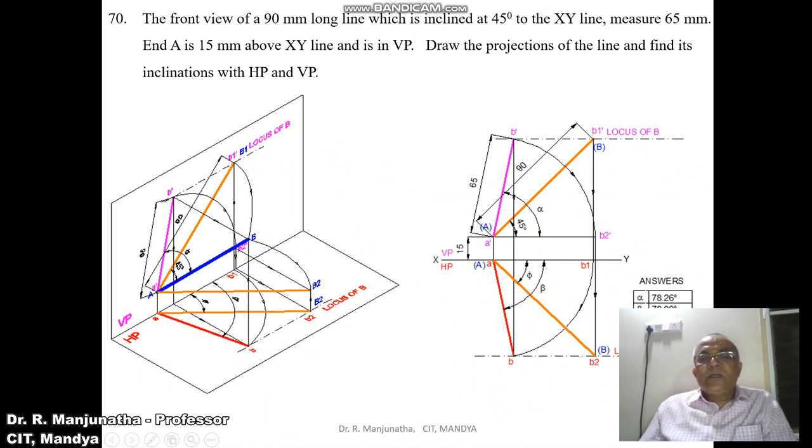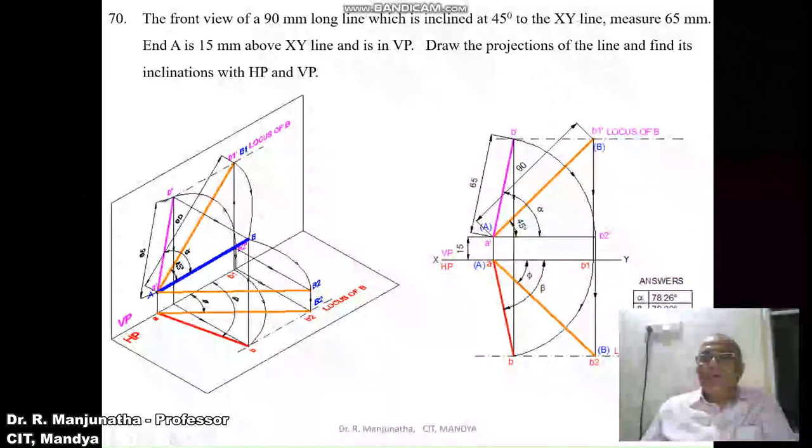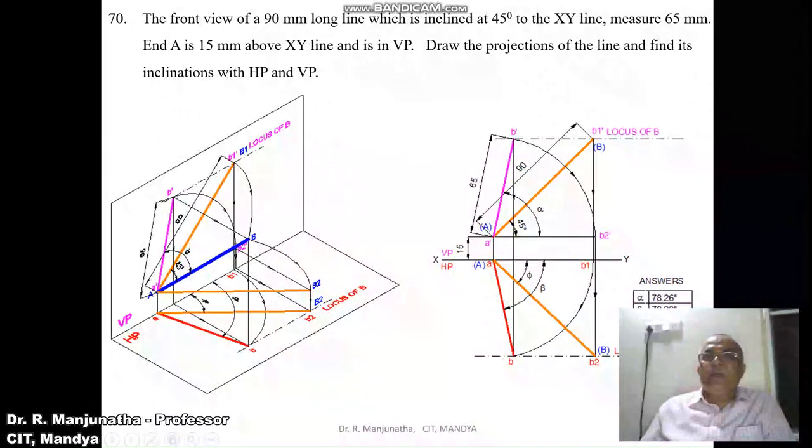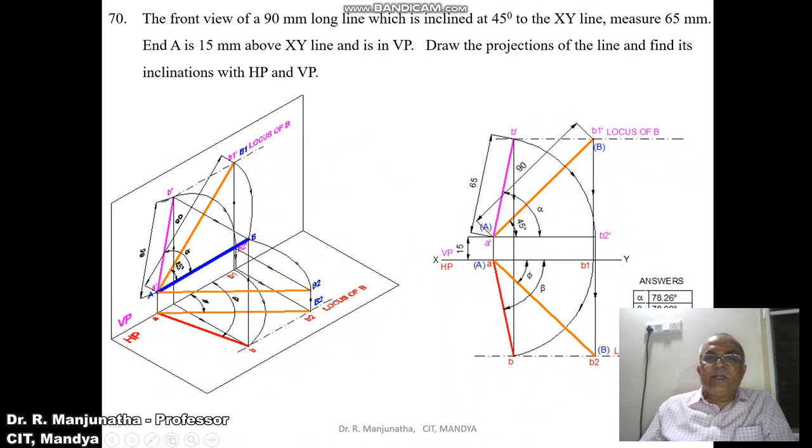So when you are doing it on the orthographic view, we can see NDA is 15 mm above HP and above XY line, and it is in VP. So you're going to get this point. Then we know that the true length and the inclination with respect to HP is 45 degrees. So you draw this line, and you will get the locus of B in the front view. Then we know that the front view line is 65 mm. With A dash as center, cut an arc on this locus of B, you will get this point A dash B dash.